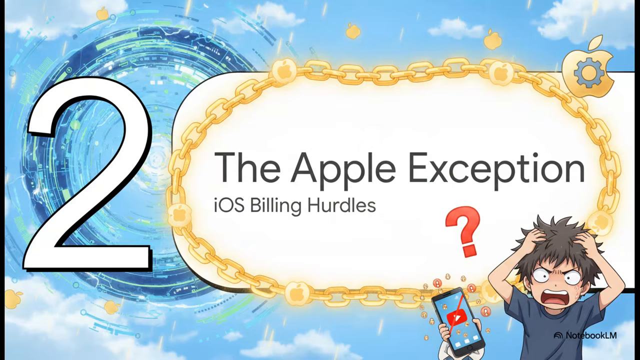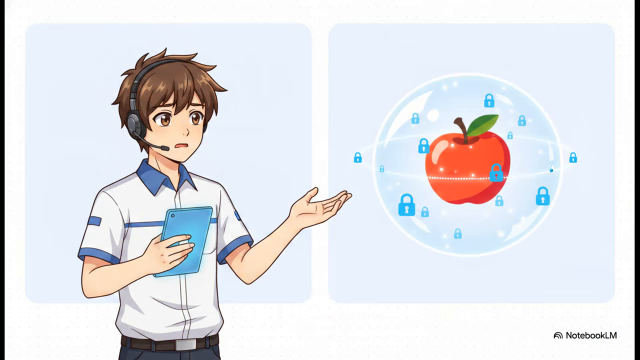Moving on to Section 2, the Apple exception. So this exception is the main reason so many people end up pulling their hair out. When you sign up for YouTube Premium directly inside the iOS YouTube app, your billing is handled entirely by Apple, not Google. Because Apple's ecosystem is basically a securely enclosed sandbox, Google support literally cannot view, modify, or cancel your Apple transactions. If you reach out to Google saying, hey, please cancel my account, there is no way for them to do it for you.